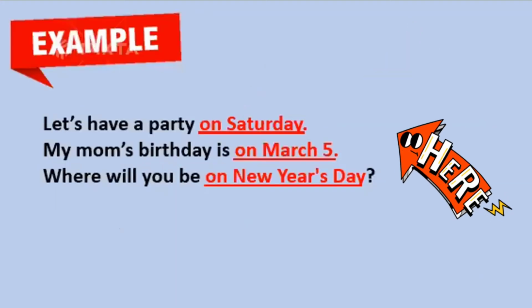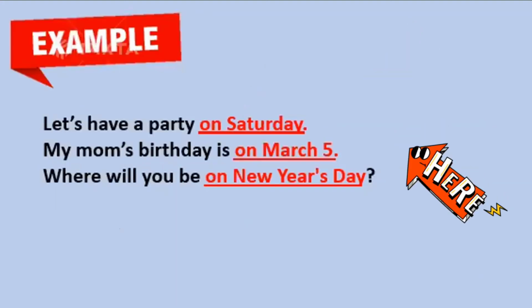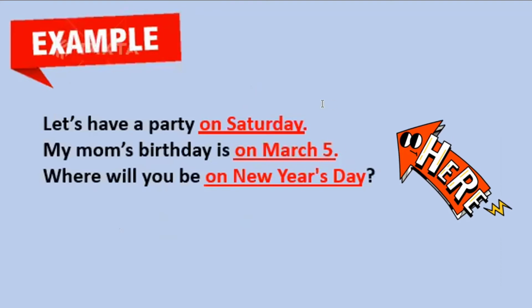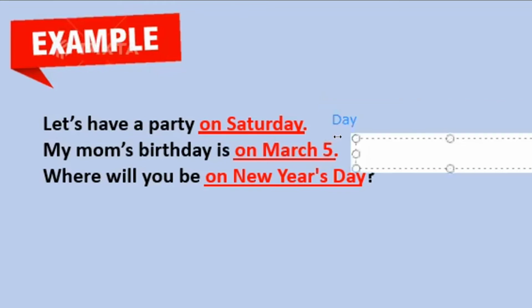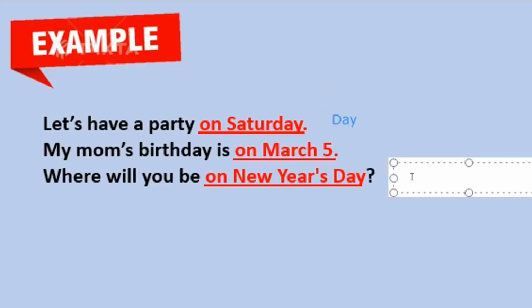Here are some examples. Let's have a party on Saturday. We know that Saturday is an example of a day, so we will use on for that. Next one, my mom's birthday is on March 5. So as what we have discussed earlier, we will use on if we talk about particular dates. Where will you be on New Year's Day? We will use on also if we talk about holidays that have the word day.